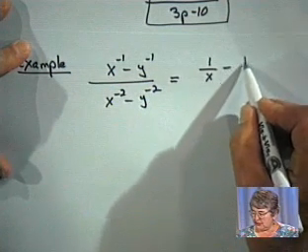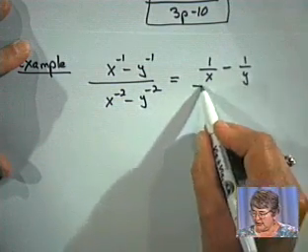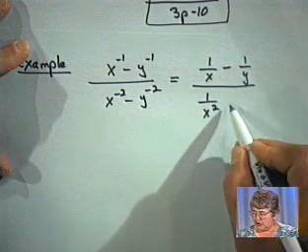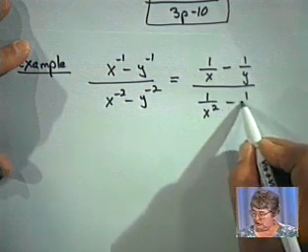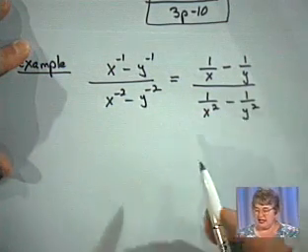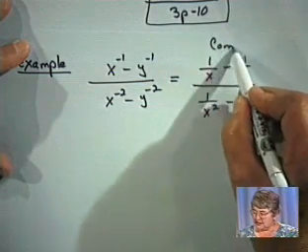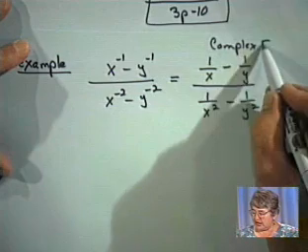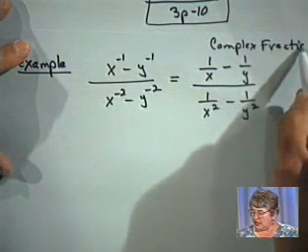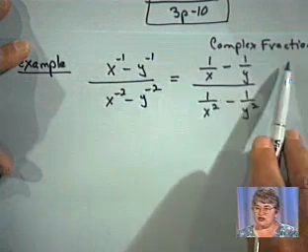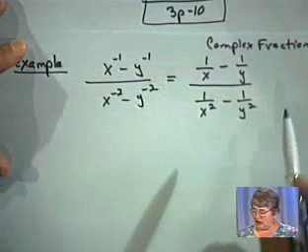The y to the negative 1 is 1 over y, and for the denominator, x to the negative 2 is 1 over x squared, y to the negative 2 is 1 over y squared. And you see that what we have right here has become a complex fraction. So sometimes negative exponents result in complex fractions.